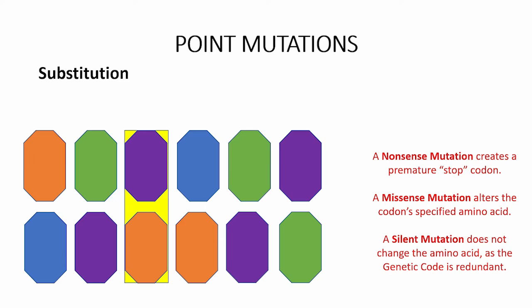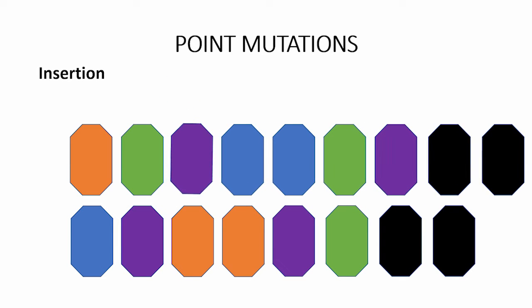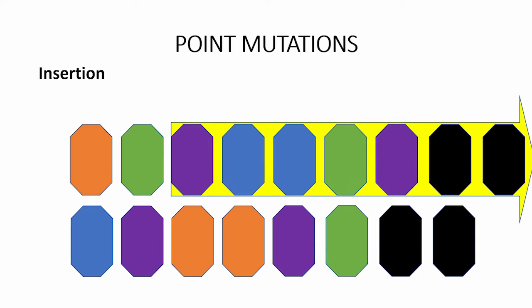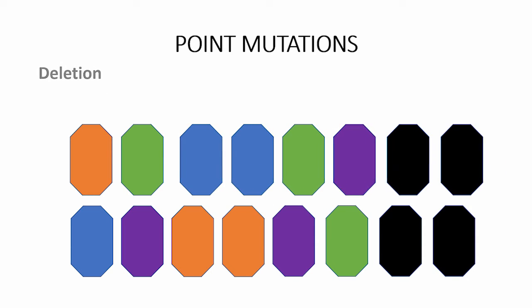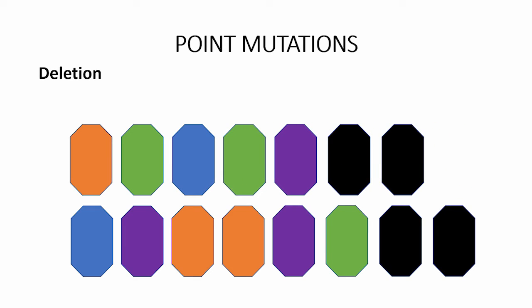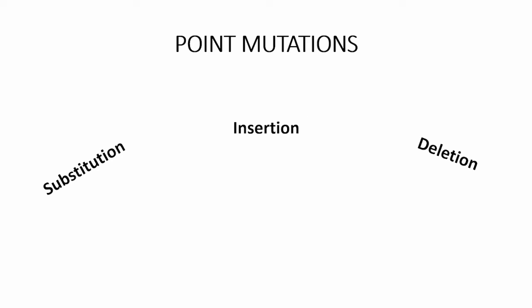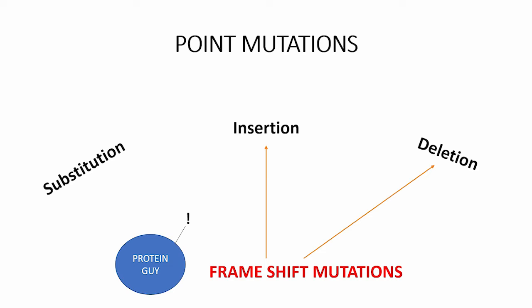Next, we have insertions, which the name is also pretty easy with this one. It's where we insert a nucleotide that wouldn't be there. We also have deletions, which is when you remove a nucleotide that shouldn't be missing. You'll notice the yellow arrows that appear, showing not just a mutation at one point, but across an entire reading frame. We actually call insertions and deletions frame shift mutations because they alter the reading frame of amino acids.